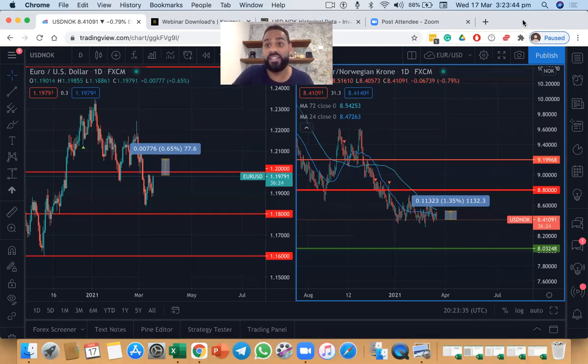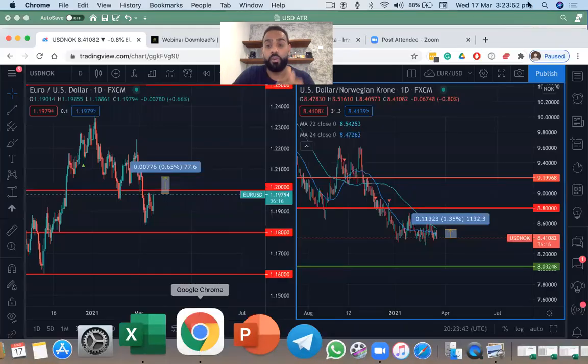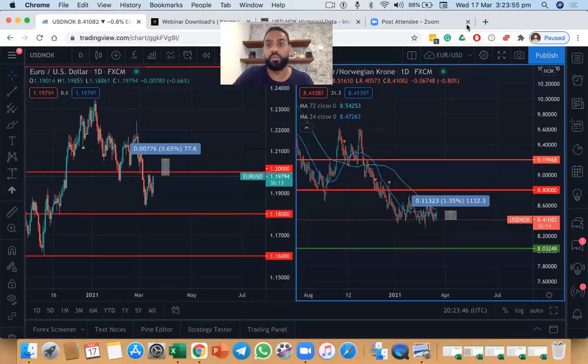You can't deny the data, guys. This is going back 10 years, this data. This is how much the USD against the euro fluctuates by, and this is how much the US dollar against the Norwegian krona fluctuates by every single day. That is a fact. You can't change that. That's how much it fluctuates by. So if you're trying to go into the markets and catch 200 pips on trading the US dollar Norwegian krona, you're going to lose your money automatically because it moves by 1,000 pips a day every single day. It goes up or down.